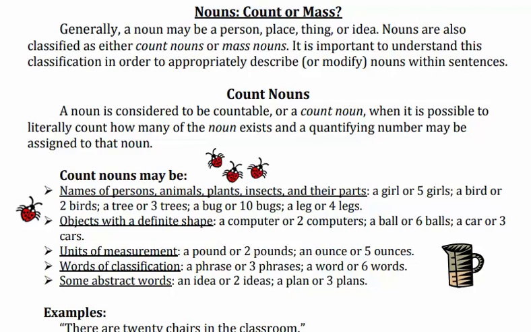We have these classifications in order to modify the nouns within the sentence, to see how nouns are used in these categories, what the function of a noun in the sentence is, and how it functions along with the article. Number one is the count noun, which is also known as the countable noun. A noun is considered countable when it is possible to literally count how many of the nouns exist and a quantifying number may be assigned to that noun. It is literally countable.